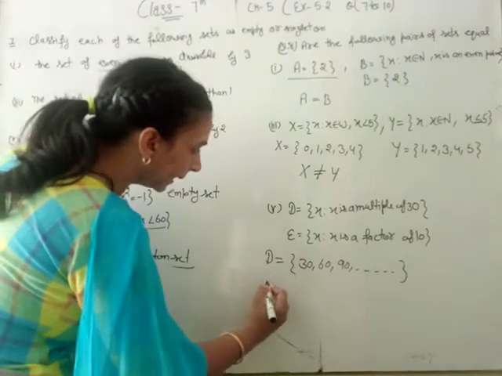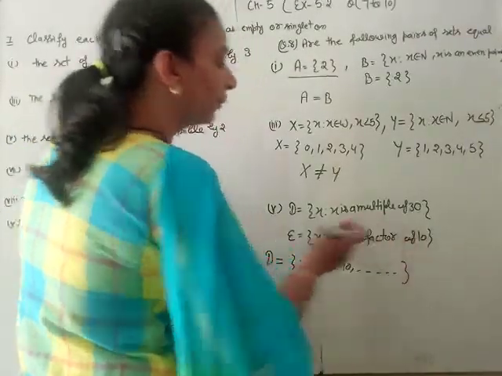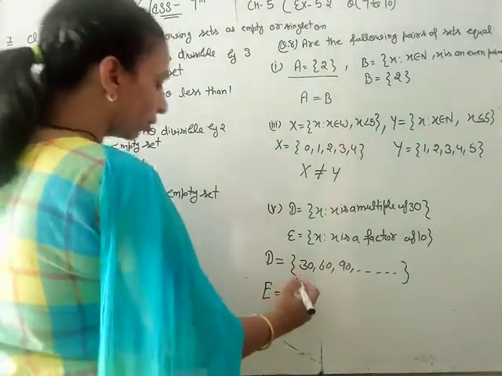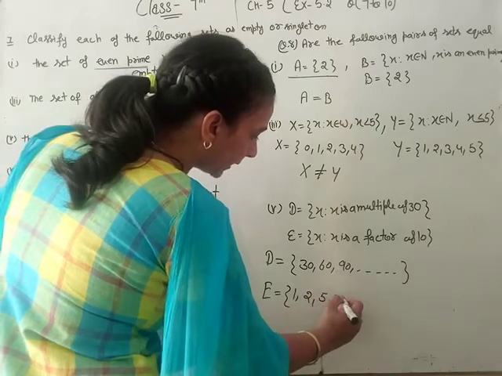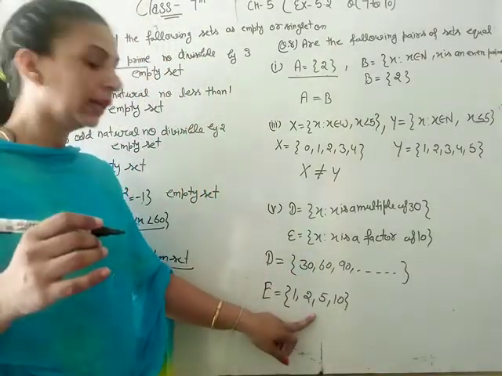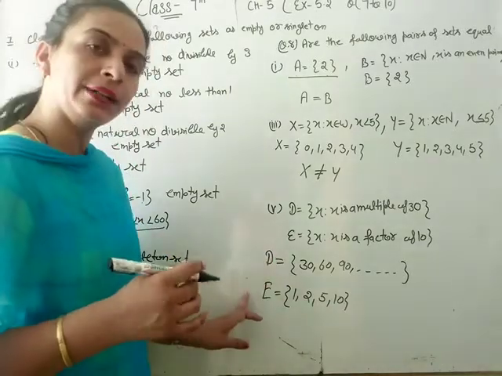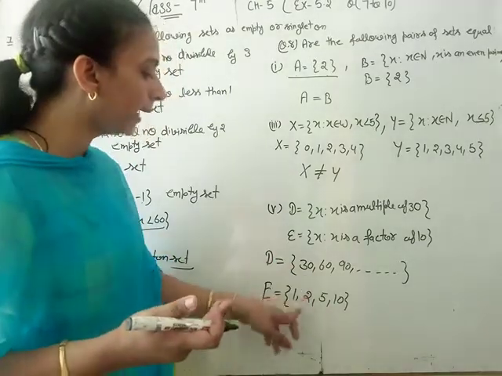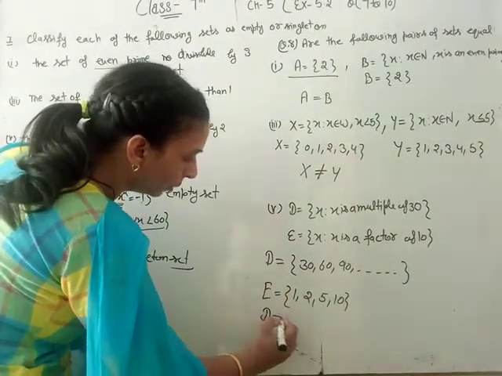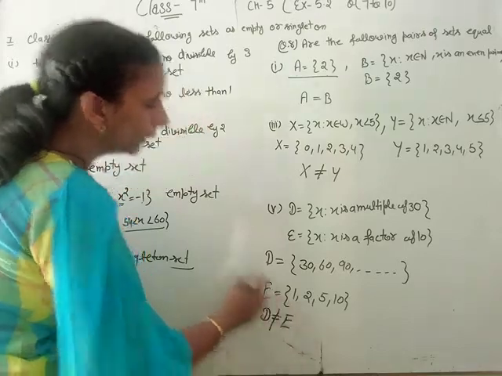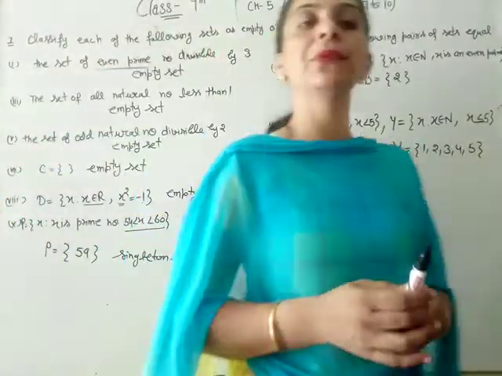And in this set, E set, X is a factor of 10. Factors of 10: 1, 2, 5, and next is 10. These are the factors of 10. Students, are these two sets equal or not? Not equal, because elements are not the same. So set D not equal to set E. If all elements are same, then both sets are equal. Next, move to the next question.